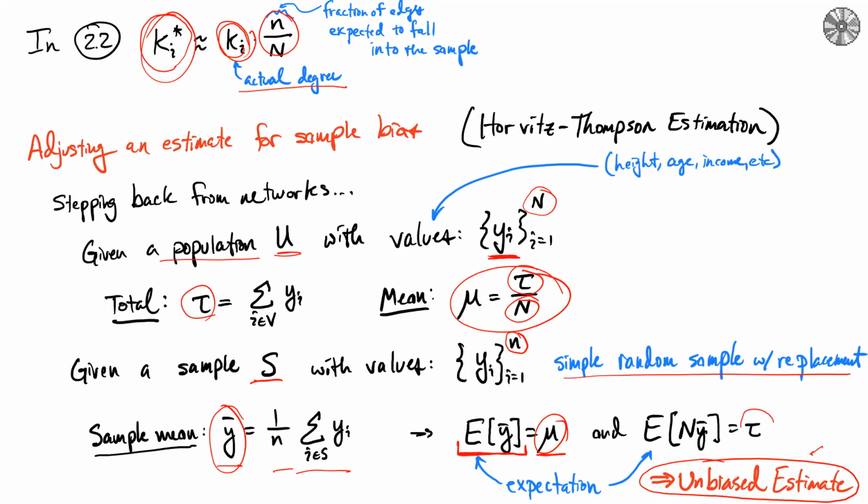So if we wanted to recover the total sum that we had here, then if this is an unbiased estimator, we would just take the sample mean, y bar, and multiply it by capital N. And that would give us an unbiased way of getting at this total. Again, for each individual sample, you wouldn't get the exact tau, but if you did many of these, the expected value of those would go to tau.